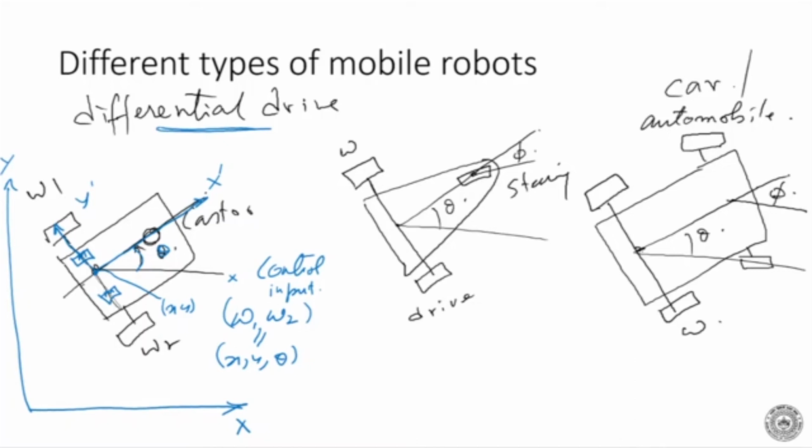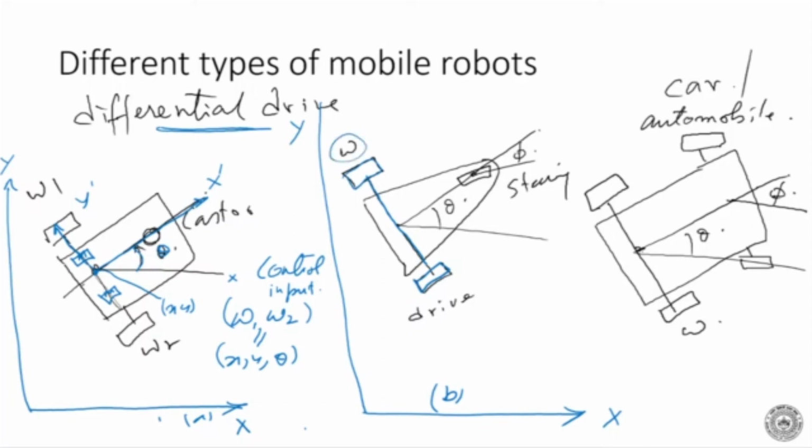So let's call it type 1. This is type B. The same thing. I'm going to put a reference frame here. This is my x and that's my y. Now, in this particular case, this is a differential drive, but what you can see is that the rear wheels are joined and they are driven by a drive. It can be a motor, it can be an engine. So it has an angular velocity omega, and there is a steering angle in front.